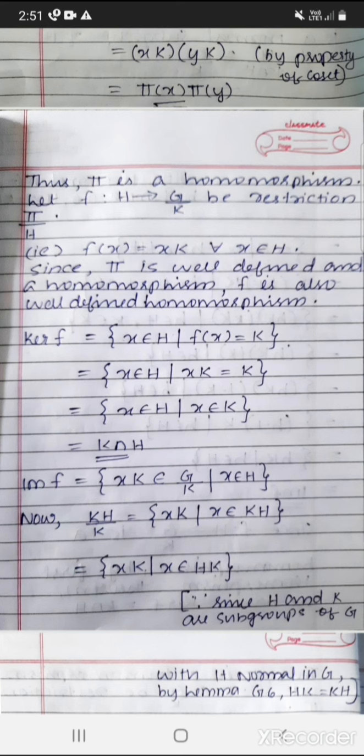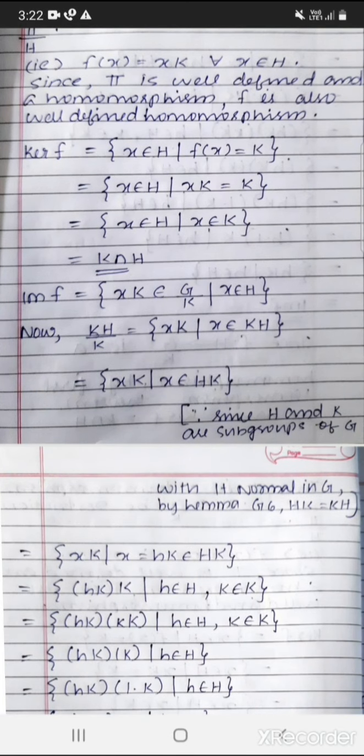f of x is nothing but xk. So xk is equal to k, which is equal to the set of all x belongs to H with x belongs to k. So xk is equal to k, so that x belongs to k. That is, the kernel of f is equal to k intersection H. The set of all x belongs to H with x belongs to k is nothing but k intersection H.